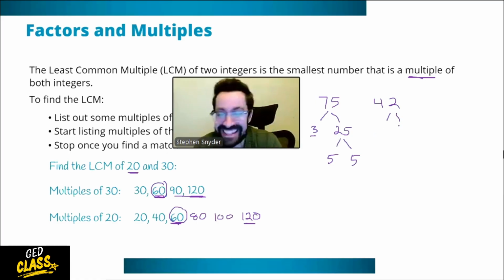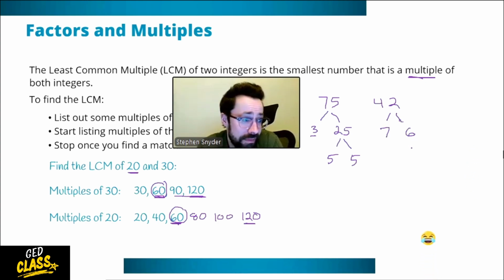Javen, that's okay. That's all right. So let's do 6 and 7. Again, 7 I can't break down at all, right? So let's break down 6 into 2 and 3.